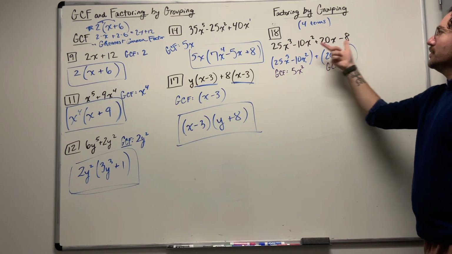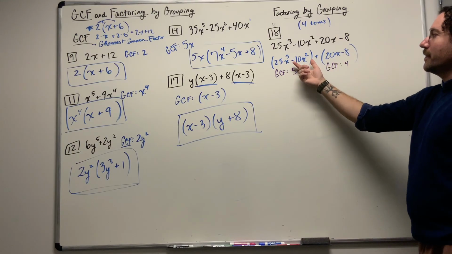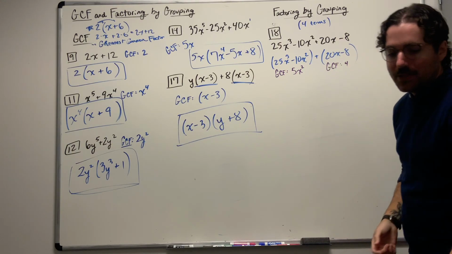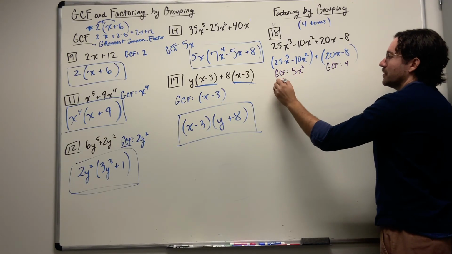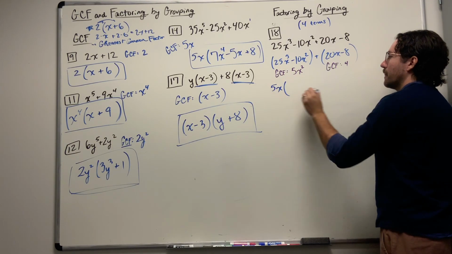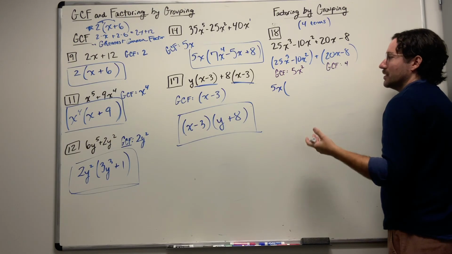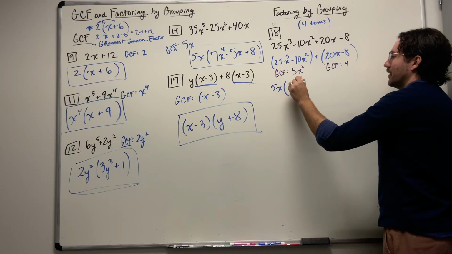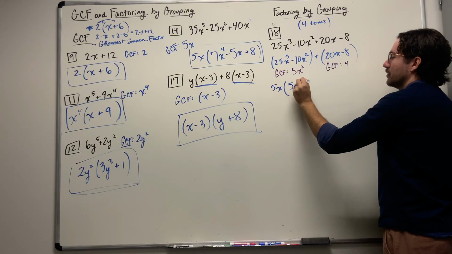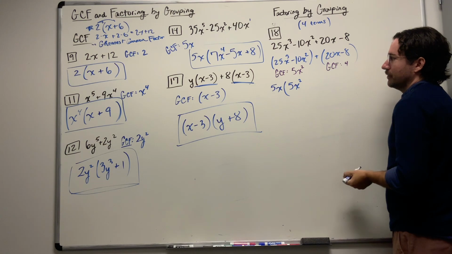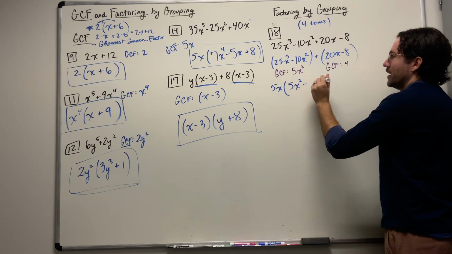So we place them in 2 sets of parentheses. Let's now factor as much as we can out of each of these 2 sets of parentheses. We said the greatest common factor here was 5x. So I'll think, what's left over? 25 divided by 5 is 5, and I had 3 x's. I took 1 out, so there's 2 left over. Then I should still have a minus here. 10 divided by 5 is 2.